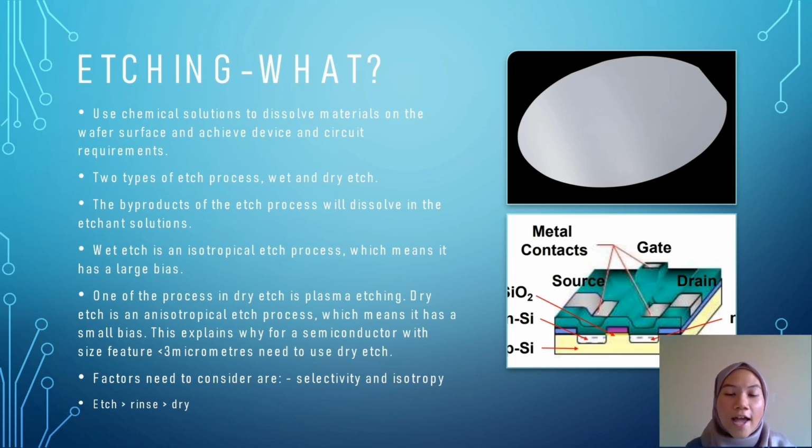One of the processes in dry etch is plasma etching. Dry etch is an anisotropic etch process, which means it has a small bias. This explains why a semiconductor with feature sizes smaller than 3 micrometers needs to use dry etch. When we talk about what type of etchants we need to use on what materials, on what type of surface, we need to consider the selectivity and the isotropy of the etchants and the surface. I'm going to talk more about this on the slide, because a picture can't really show you the difference between these two.